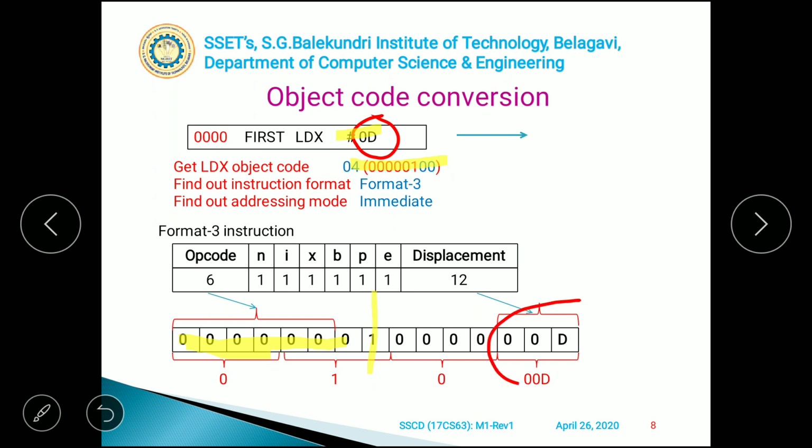Okay, but it has to take 3 digits, that is 12 bits. That's what directly it is written as 00D. Now you can just see here, these first 4 bits are going to be 0, the next 4 bits are going to be 1, and the next 4 bits are going to be 0. So that's what it is. The object code will be 01000D, and that is written here. For the first LDX with hash D, the object code is going to be like this.